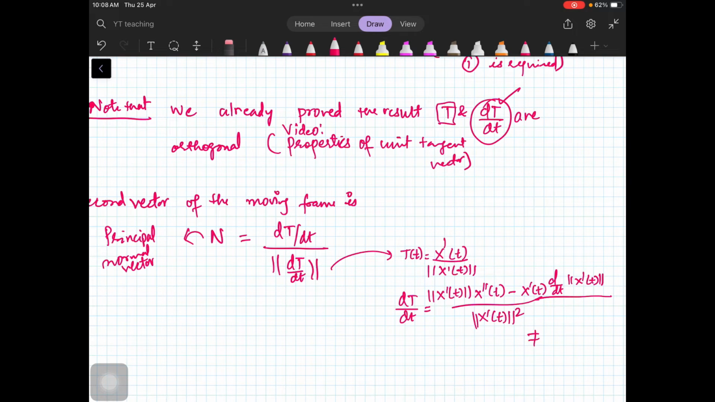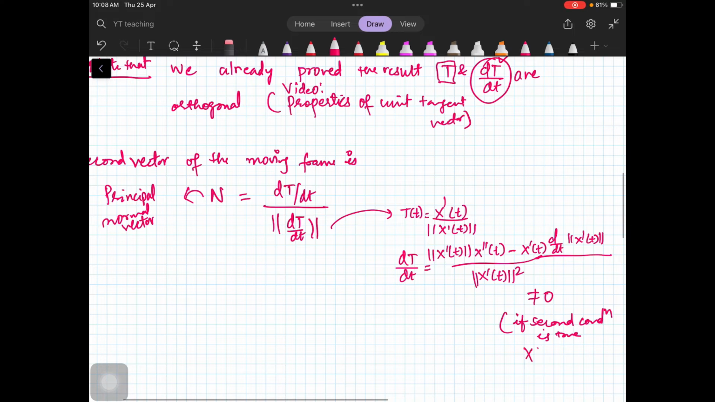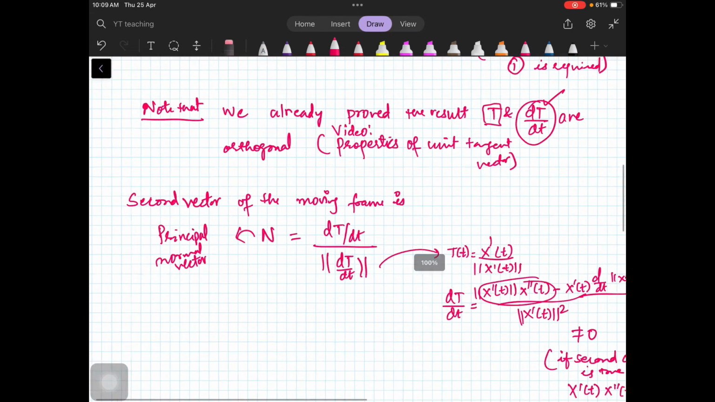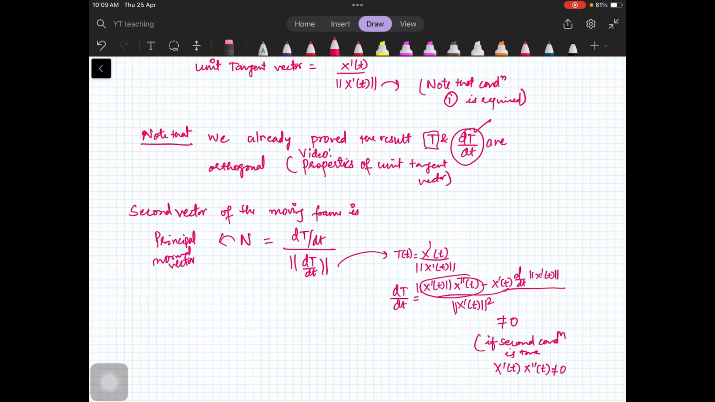So this is non-zero if the second condition is true. What was the second condition? The second condition was that x'(t) and x''(t) should be non-zero. So we have non-zero terms here, and you see that we also need a second condition. This is how we define our principal normal vector. That is our second candidate for the moving frame.